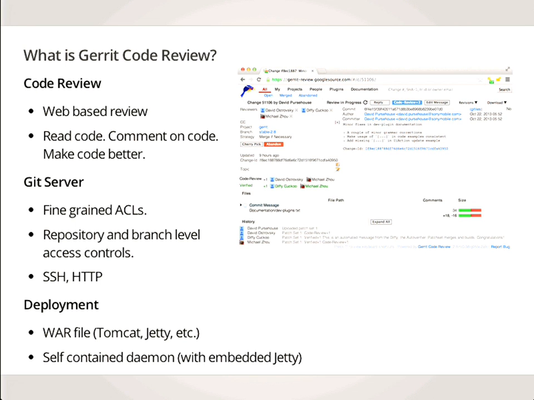The Git server supports both SSH and HTTP, making it very natural to communicate with. These are two protocols Git does quite well these days. Deployment for it is quite simple. It's a WAR file, goes into either Tomcat or Jetty, or it's got a self-contained daemon that uses Jetty. So it's pretty simple to install.